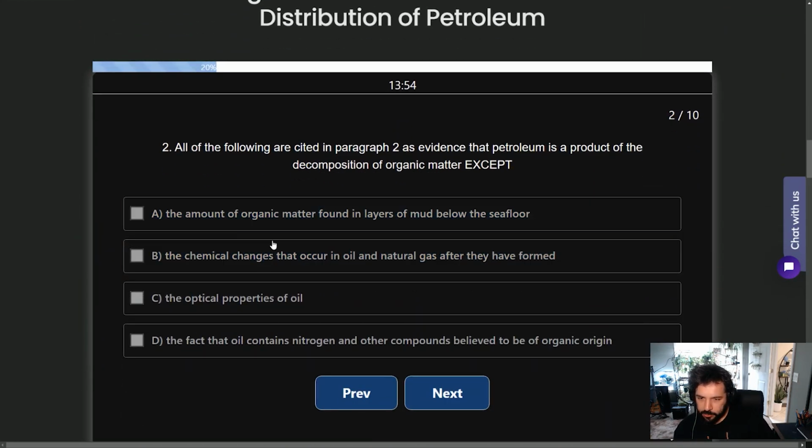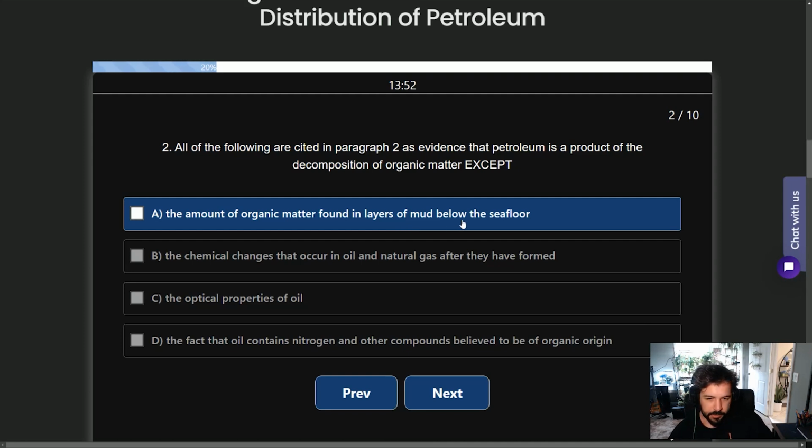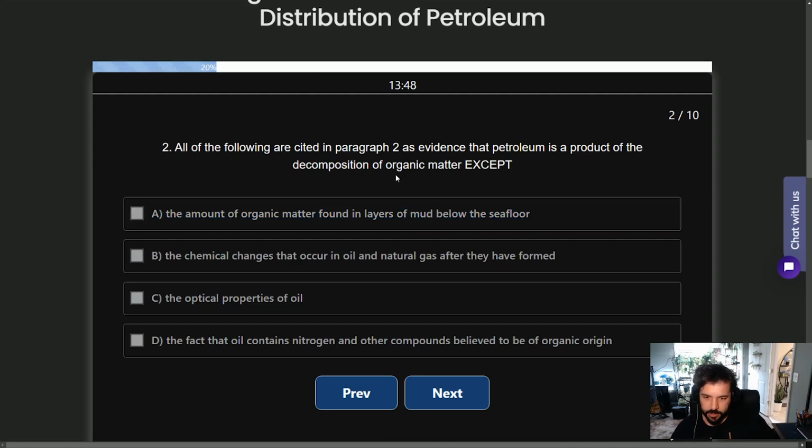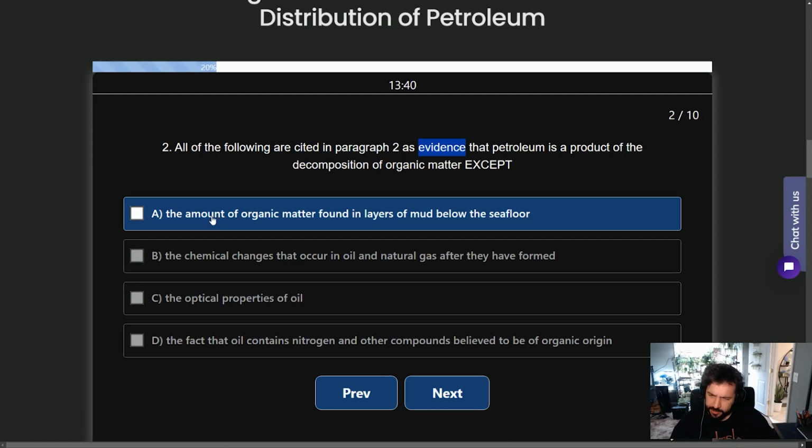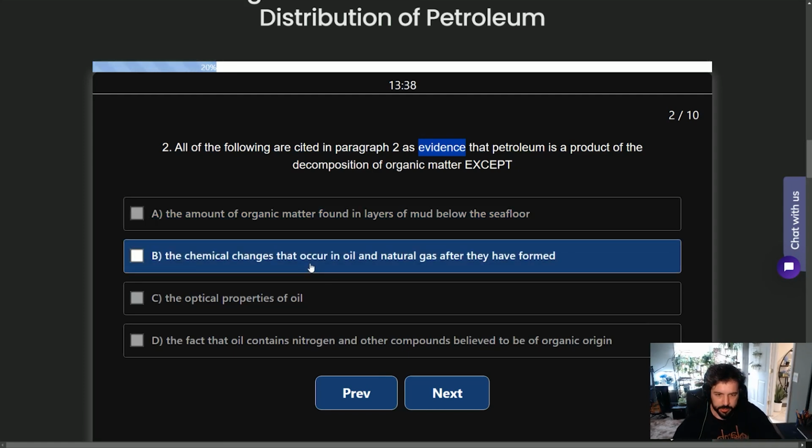Let's see. The amount of organic matter found in layers of mud below the seafloor. So we know there is 8% that we found, and that is actually a good reason why we believe this. That's a good piece of evidence, let's say. The chemical changes that occur in oil and natural gas after they have formed.